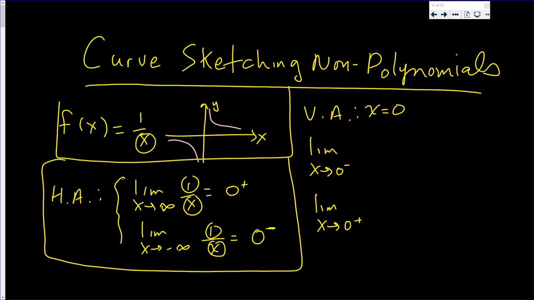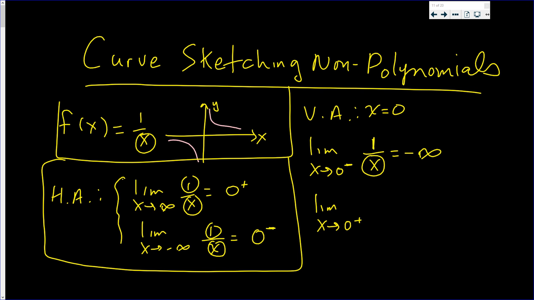1 over x. Now, 1 over a really, really small number is going to be infinity. But the question is plus or minus infinity. Well, the numerator is always positive. It's 1. And the denominator, when x is close to 0 from the left, is going to be negative because it's less than 0. So that's going to give us positive over negative, which is negative.